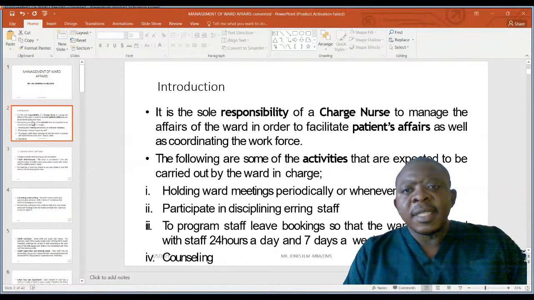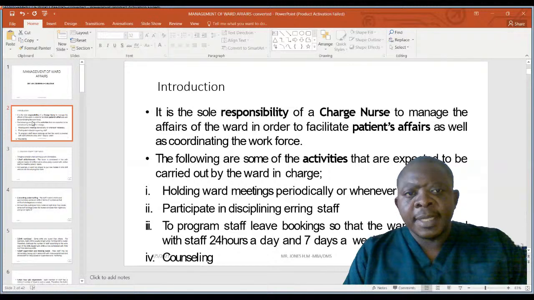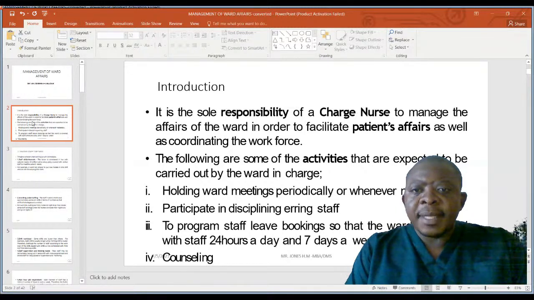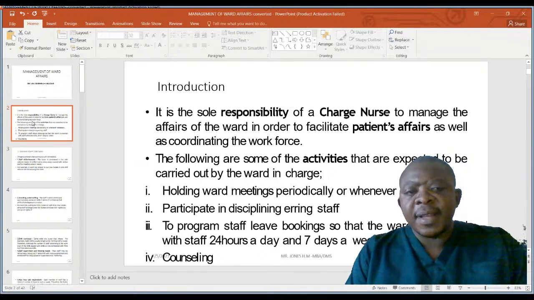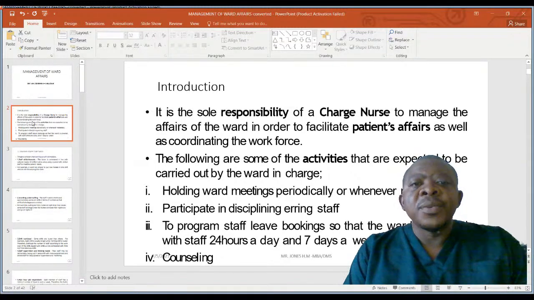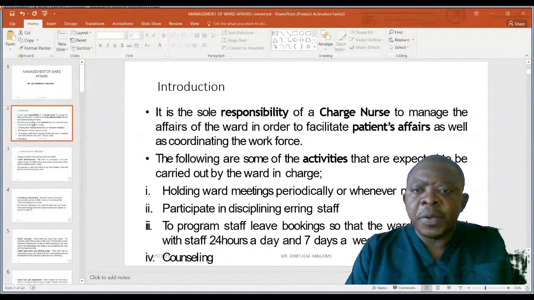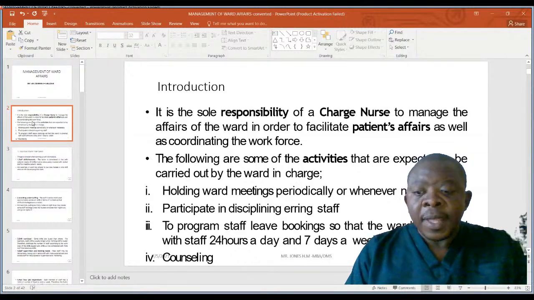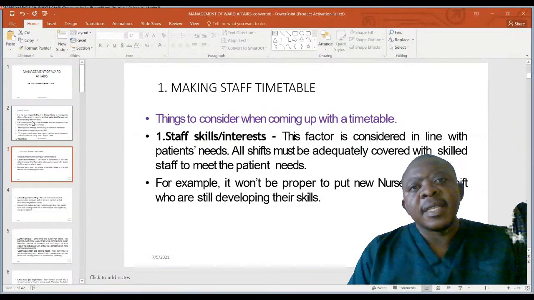The following are some of the activities that are expected to be carried out by the ward in charge. So the activities include 1. Holding ward meetings periodically or whenever necessary. 2. Participate in disciplining staff. 3. To program staff leave bookings so that the ward is covered with staff 24 hours a day and 7 days a week. Then number 4 is counseling.